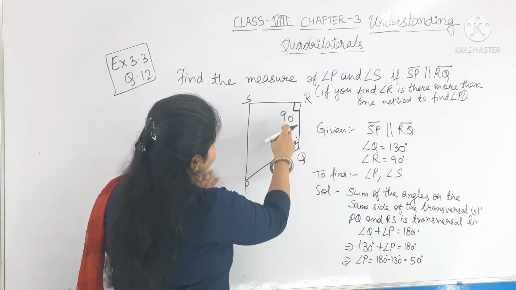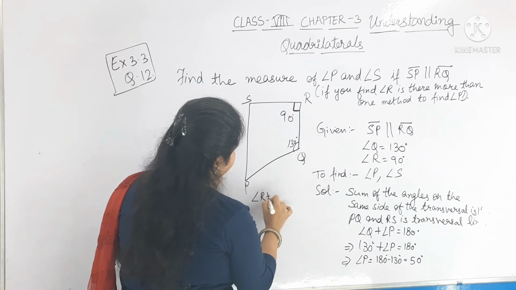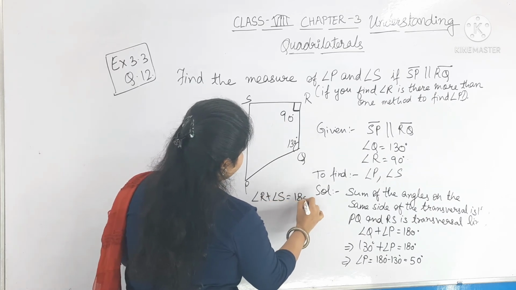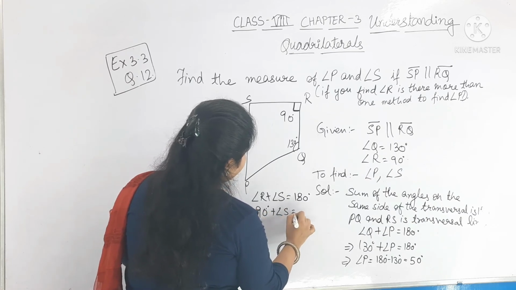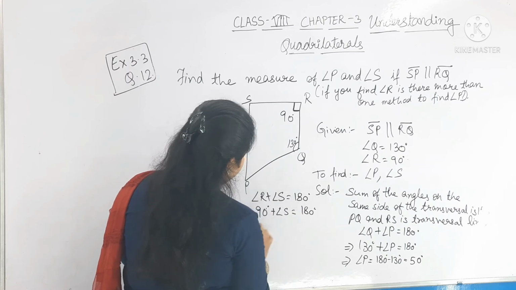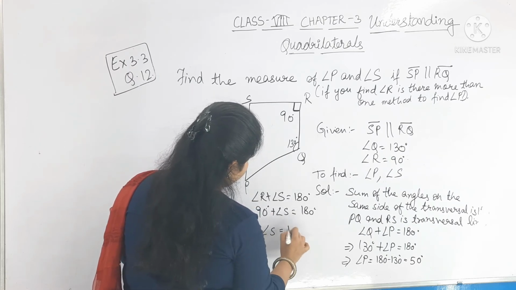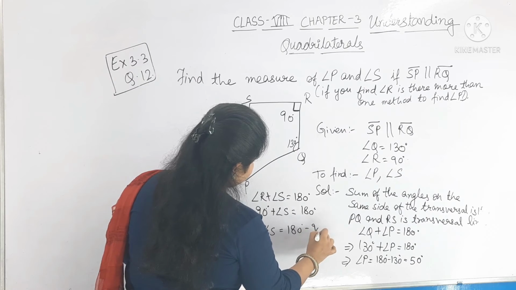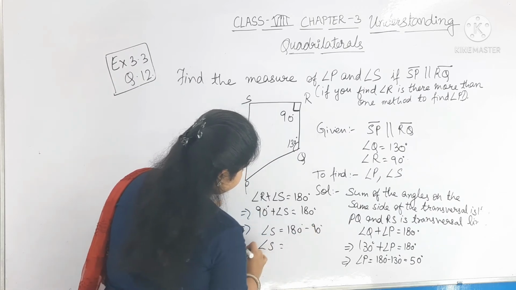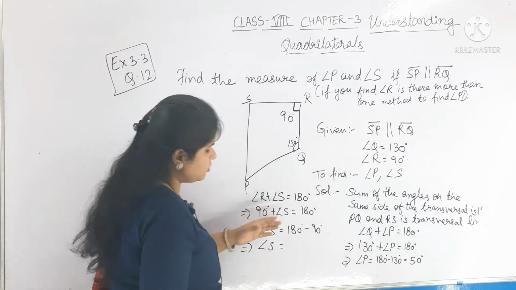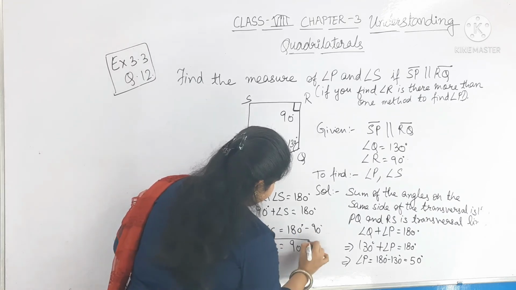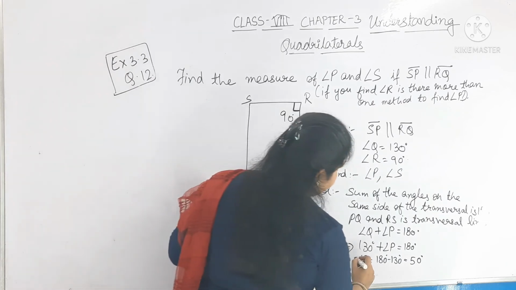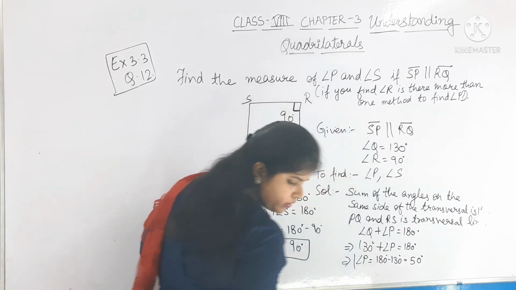Here also angle R plus angle S is equal to 180 degrees. So angle R we know is 90 degrees plus angle S is equal to 180 degrees. Angle S is equal to 180 degrees minus 90 degrees. So angle S is equal to, are you understanding? Angle S is equal to 90 degrees and angle P is equal to 50 degrees.